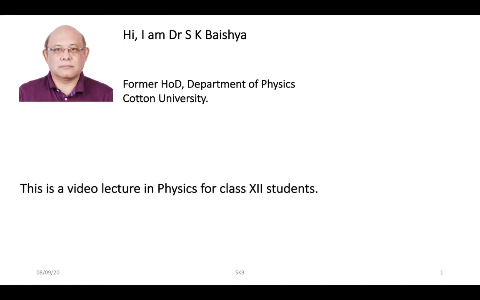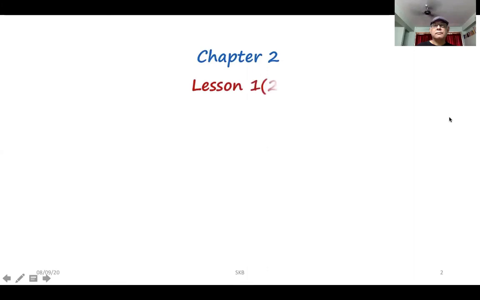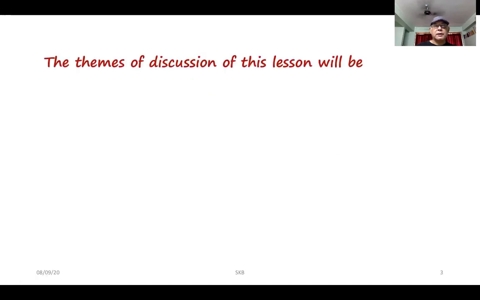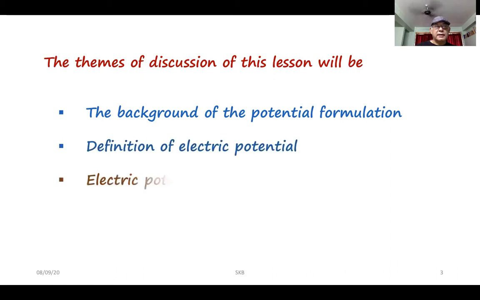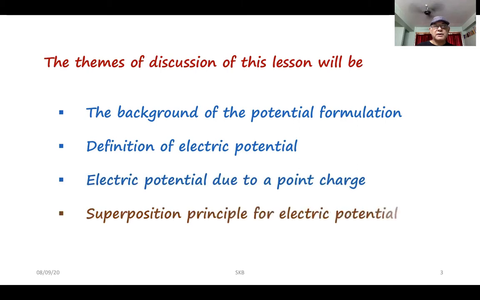This is a video lecture in physics for class 12 students, and the topic is electrostatics. Lesson 1 of chapter 2, Electric Potential, part 1. The themes of discussion of this lesson will be the background of the potential formulation, to be followed by the definition of electric potential, and then electric potential due to a point charge, and finally superposition principle for electric potential.